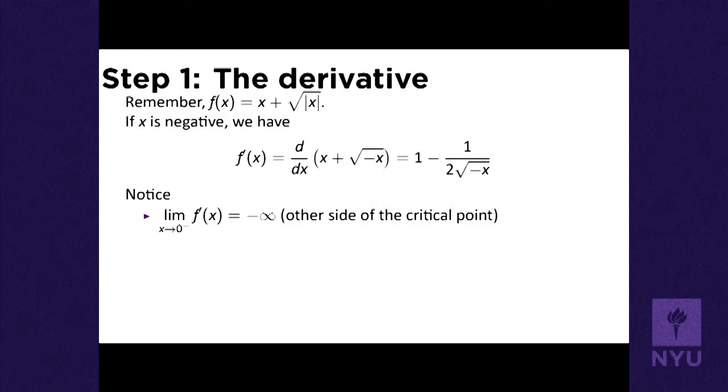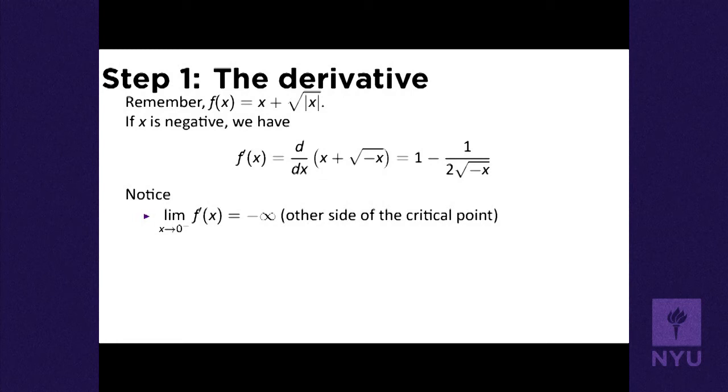And if you look at the limit of this as x goes to 0 from the left-hand side, we have, again, a 0 in the denominator. Okay, but this denominator is positive, so 1/2 times the square root of minus x goes to positive infinity, but then we're subtracting it from 1, so the limit as x goes to 0 from the left of f prime of x is negative infinity. All right, we already knew that this was going to be a critical point. Now we're finding the left-handed derivative on the other side.